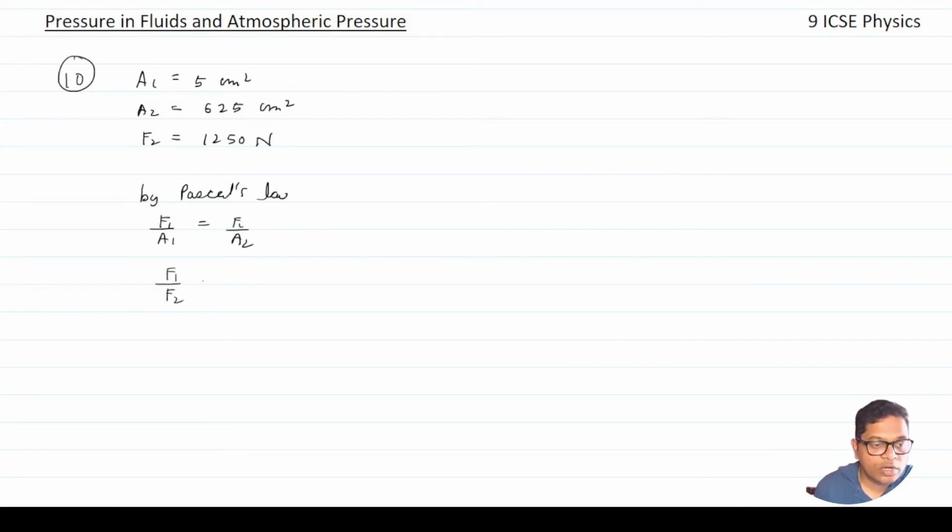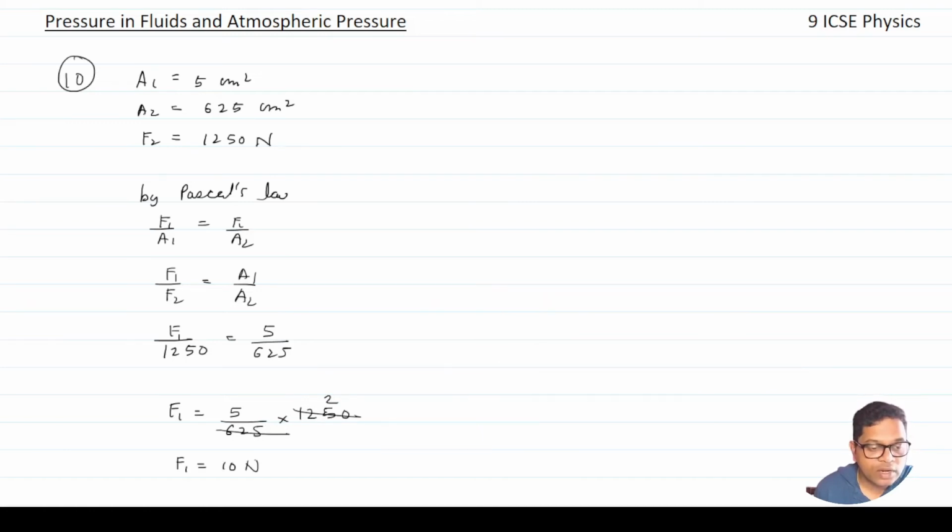So we write F1 upon F2 equal to A1 upon A2, and F1 upon 1250 will be 5 upon 625. And 1250 divided by 625 is 2, so we get F1 as 10 Newton. So that is the force exerted on the smaller piston, so that the force experienced on the bigger piston is 1250. Okay, let's move to the next one.